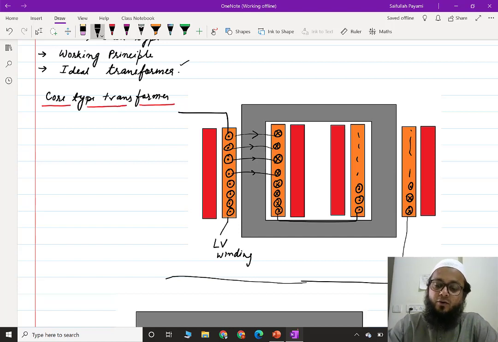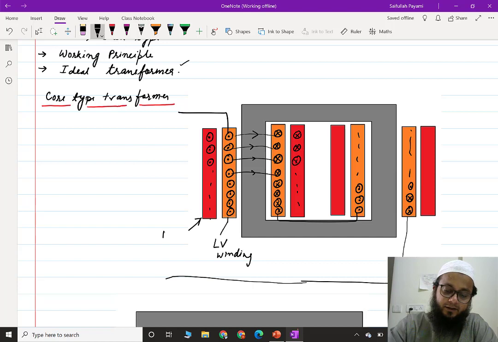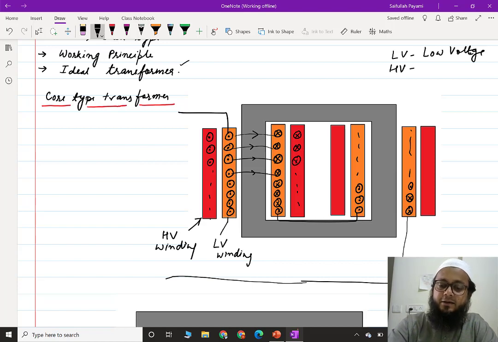Over it we have the high voltage winding. So again, let's say dot here and then cross here, dot here, cross here, dot here, cross here, and this is the entire winding. So this is the high voltage winding, HV winding. LV stands for low voltage and HV stands for high voltage. So the winding is wound over the core or over the limbs.